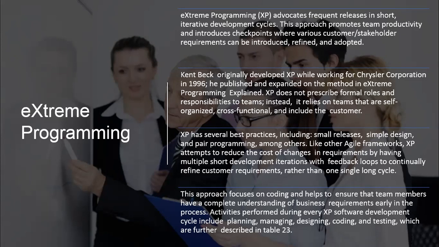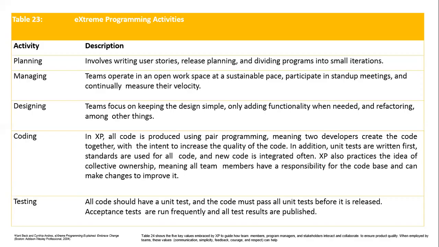Let's take a look at Table 23. In Table 23, we can see the activities and description. Planning involves writing user stories, release planning and dividing programs into smaller iterations. Managing involves the team operating in an open workspace at a sustainable pace, participating in stand-up meetings, and continually measuring their velocity. Designing. Teams focus on keeping the design simple, only adding functionality when needed, and refactoring, among other things.